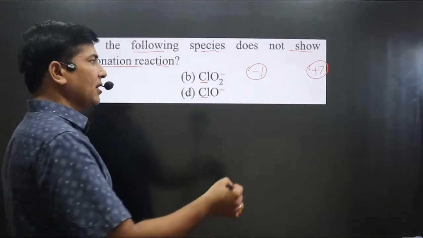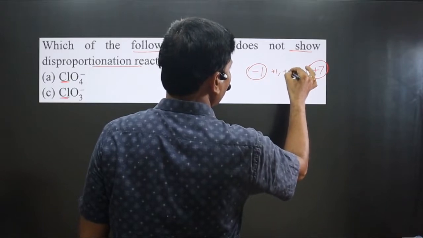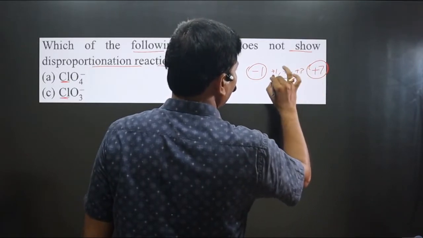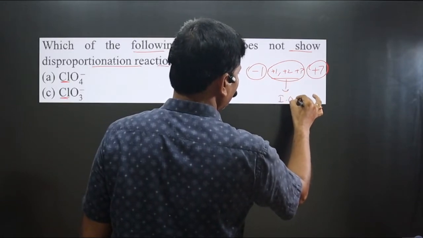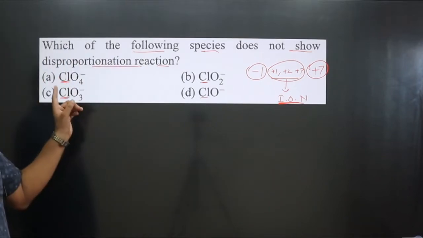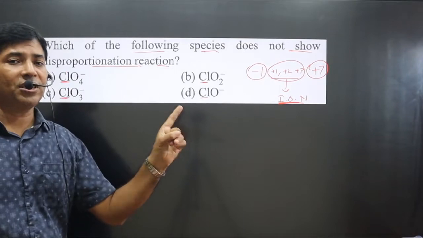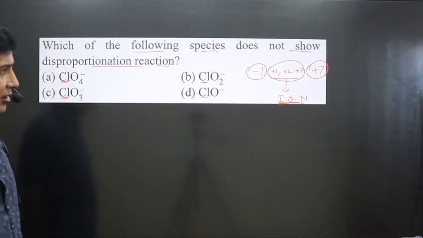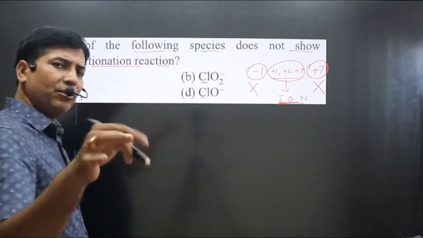If any oxidation number comes in between, it can be +1, it can be 0 also, it can be +2, it can be +3, any of these numbers as oxidation number, this is the intermediate oxidation number. If Cl is present in its intermediate oxidation number in any of these species, it will undergo disproportionation redox reaction. In this oxidation number, never. In this oxidation number also, never.